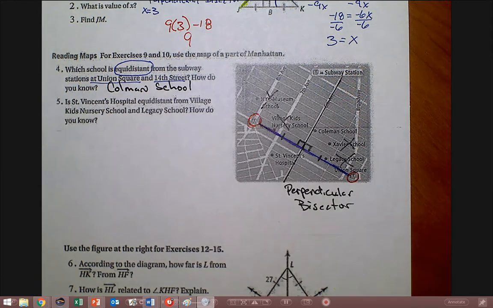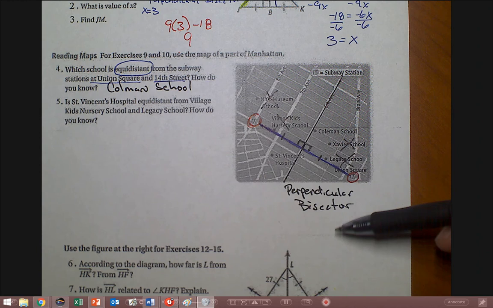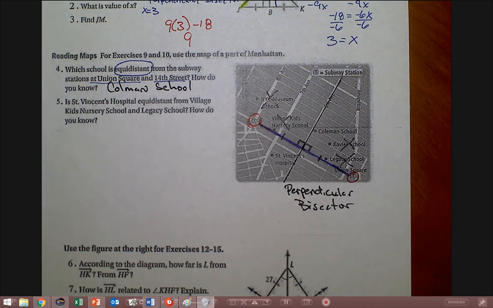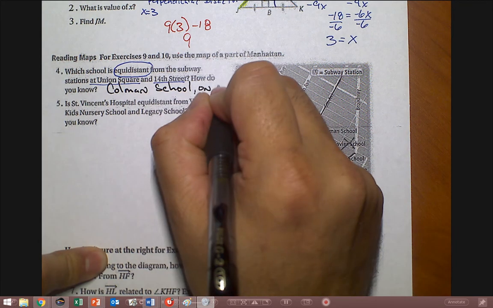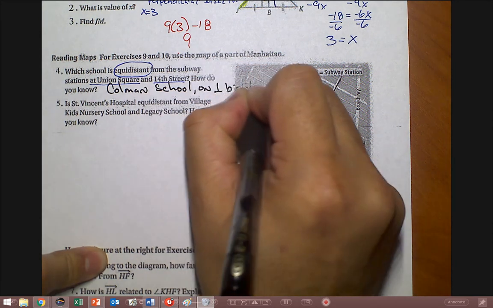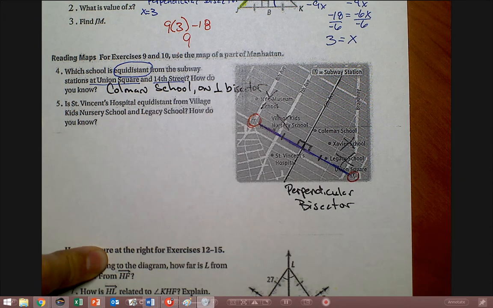How do we know? Because it's on the street, it's equidistant. Because it is equidistant, it's on the perpendicular bisector, right? It is on the perpendicular bisector.